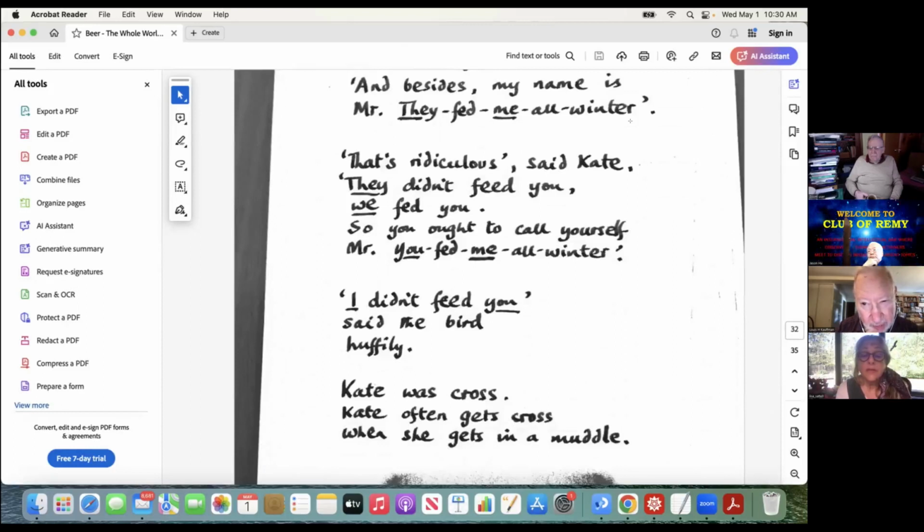And now he's playing with the way words shift their meanings as they go back from one speaker to another.